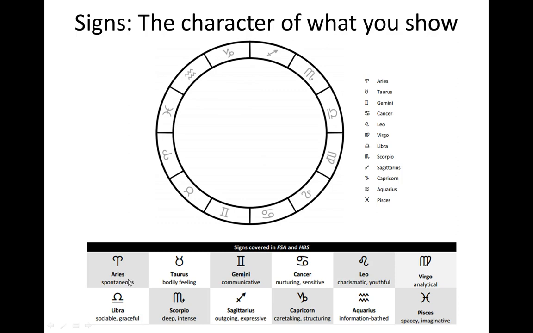Aries tends to be spontaneous. By the way, I didn't put the element classifications in there, but they also tend to follow in order. The order is fire, earth, air, water. Fire, earth, air, water.